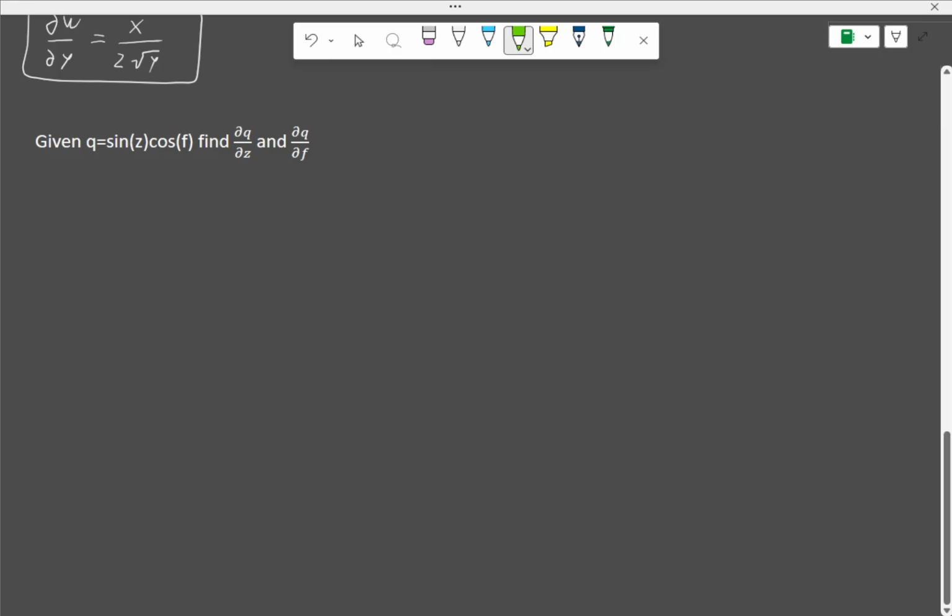Now for the last one, we're going to introduce a new function. It is known that the derivative with respect to x of the sine of x is equal to the cosine of x. And the derivative with respect to y of cosine of y is equal to negative sine of y.